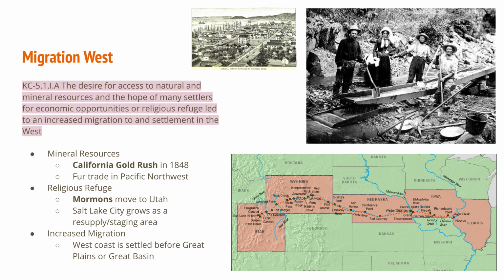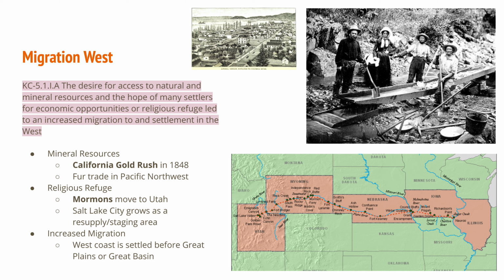Migration west, the peopling of the western regions. It wasn't always the United States. Up until 1803, the Louisiana Territory was the most western part of the United States. And in this period, we're going to see how the other areas on the West Coast are going to get filled in. So the desire for access to natural and mineral resources and the hope of many settlers for economic opportunities or religious refuge led to an increased migration to and settlement in the West.